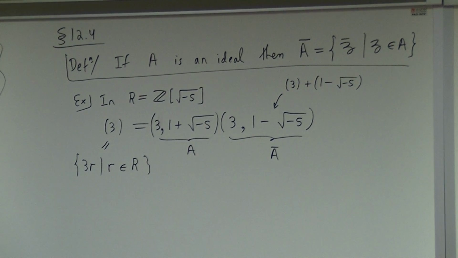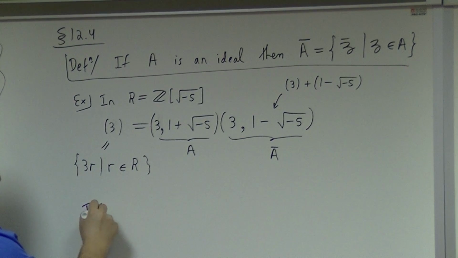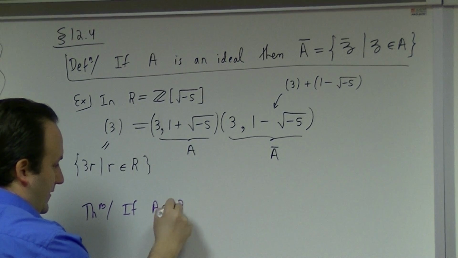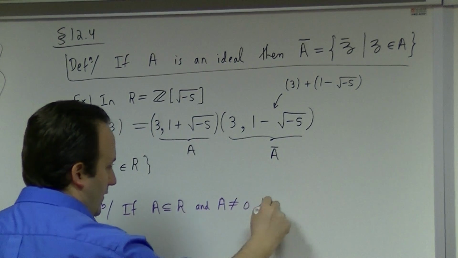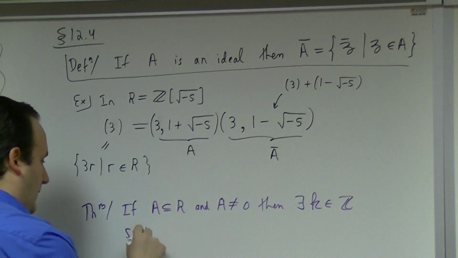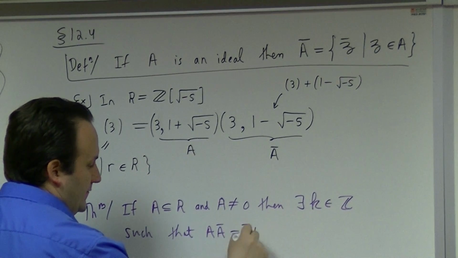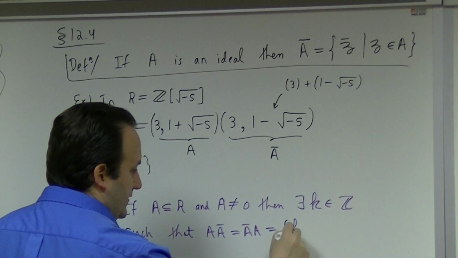So, in fact, this is a theorem that this holds in general for an ideal in a quadratic imaginary field. So here's the theorem. If A is a subset of R, and A is not equal to 0, then there exists K in the integers such that A bar, which by the way is equal to A bar A, because we're in the commutative context here, is just equal to K.